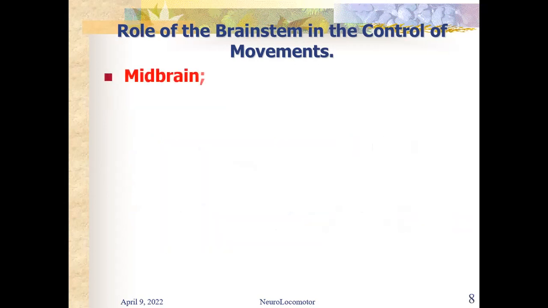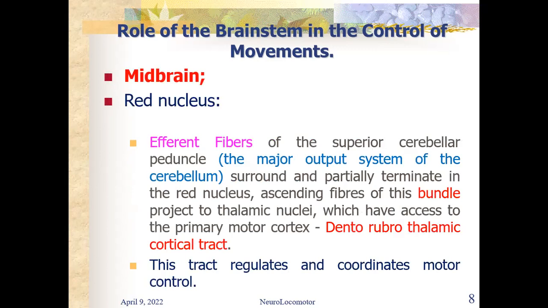So now, still on the midbrain, the red nucleus, what happens in the red nucleus there? Efferent fibers of the superior cerebellar peduncle.